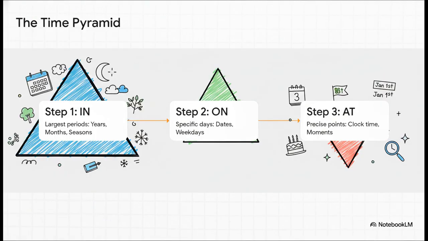You see that wide top part? That's for in. We use that for the really large periods, like years, months, seasons. Then, in the middle, things get a bit more specific. That's where on comes in, for single days and dates. And finally, right at that sharp little point at the bottom, that's at, for the super precise, exact moments. So let's break each of these down.